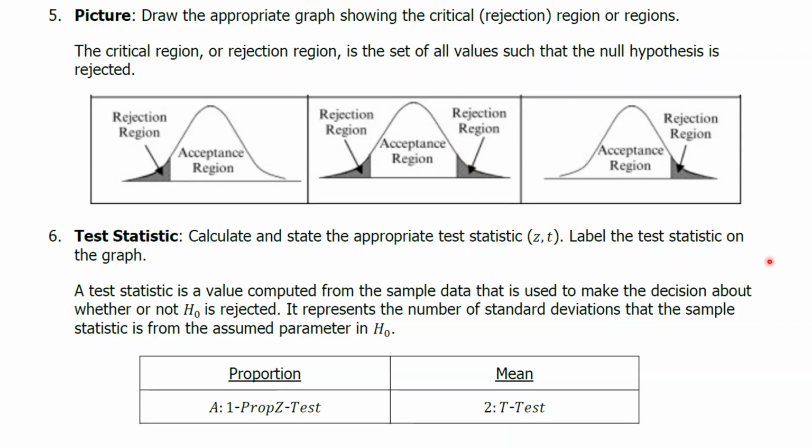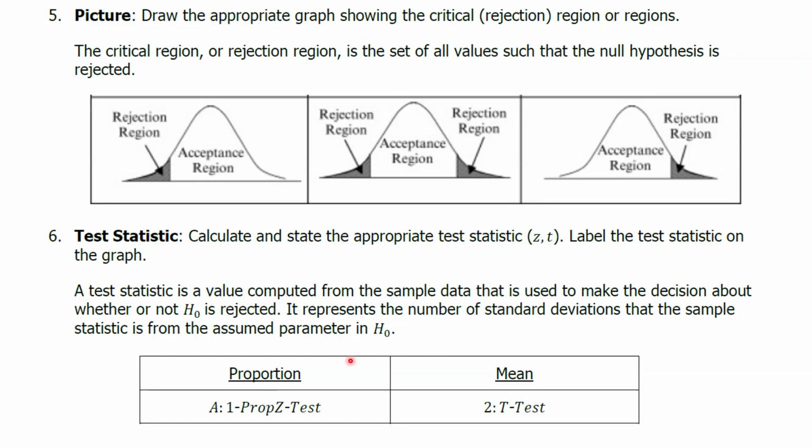Okay. Step 6 is the test statistic. So we'll calculate and state the appropriate test statistic, whether z or t, and then label the test statistic on the graph. So a test statistic is a value computed from the sample data that is used to make the decision about whether or not the null is rejected. It represents the number of standard deviations that the sample statistic is from the assumed parameter in the null.